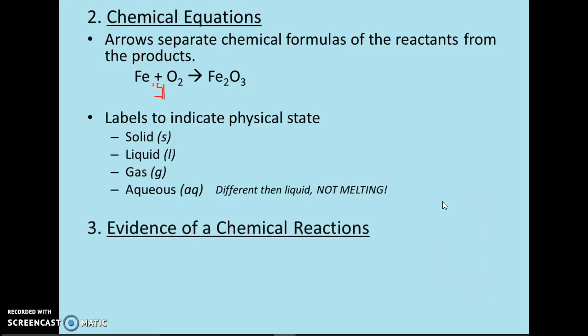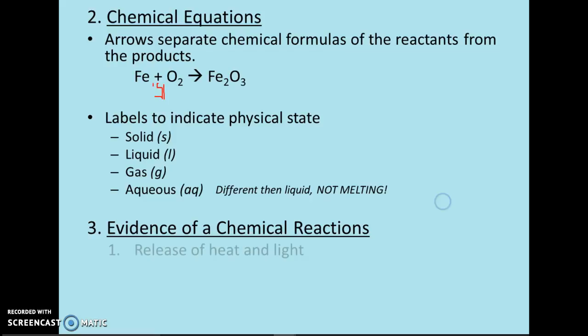Evidence of chemical reactions. If you remember back to chapter 2, we talked about physical and chemical changes. Physical changes are when the identity of the substance does not change. In a chemical change, the identity changes. So physical changes would be boiling, melting, bending, cutting.